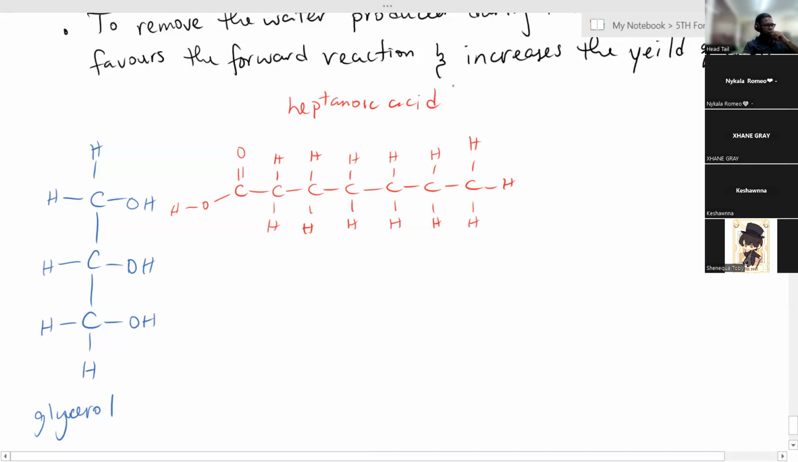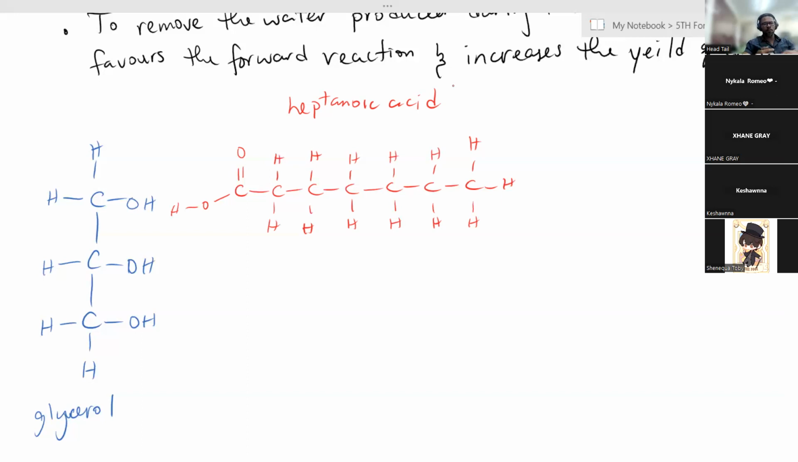All right. So the heptanoic acid and the glycerol can link. But note this, they said 3 acids. All right, 3 long chain acids, and we refer to them as fatty acids. Okay. So there's actually 3 of them.